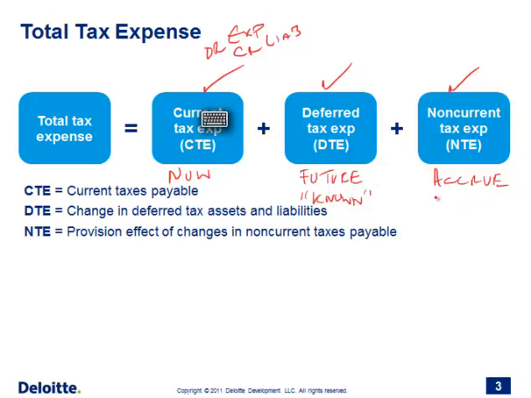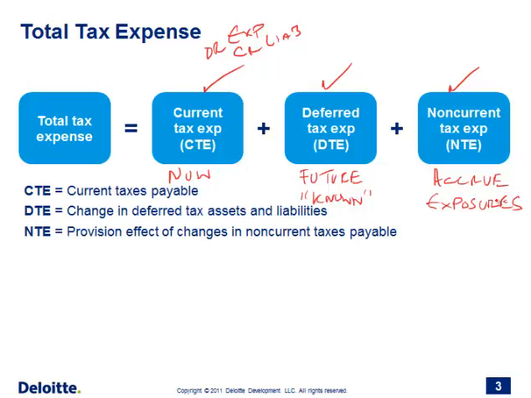And this is non-current, these are generally exposures. Okay? But the idea here is that if you have $1 of income, there's some amount of tax you're going to pay on that. And whether you pay it now or in the future, you expense that tax today. I mean, that's accrual accounting, right?